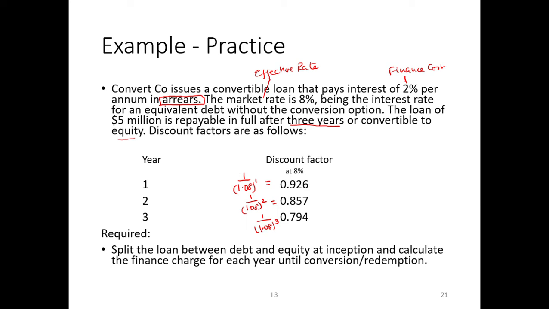Now what we have to do is make sure how it is going to be worked. See, split the loan between debt and equity at inception, at the beginning, and calculate the finance charge each year until the conversion or redemption. Until the conversion or redemption. We will just see how the things will work. Fine. Now, if you do the things, what will happen? See that at inception. Now, this is the solution.